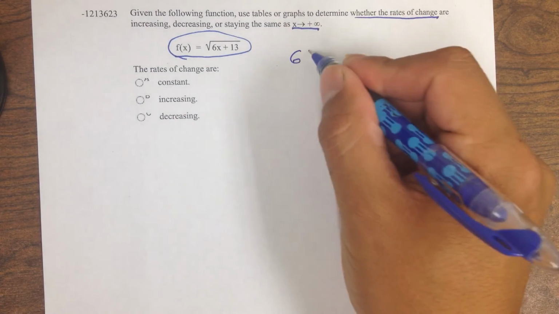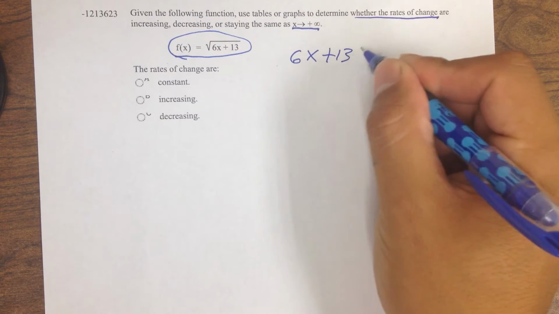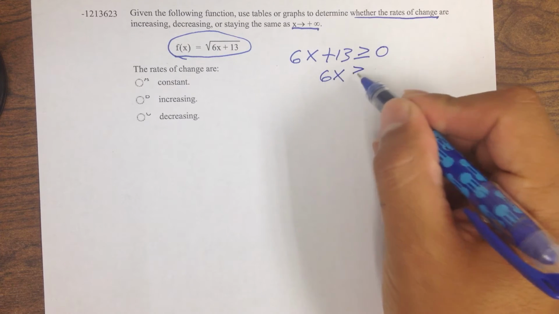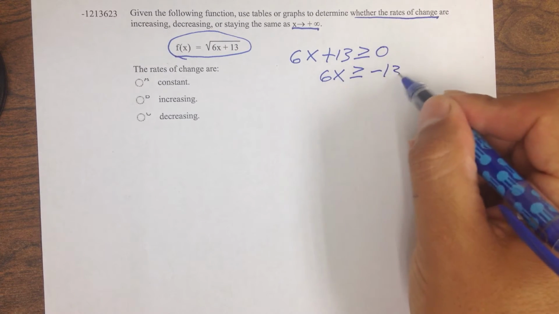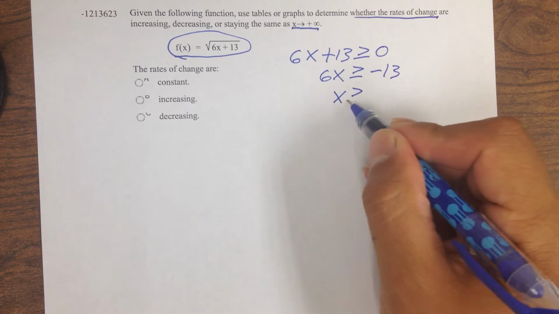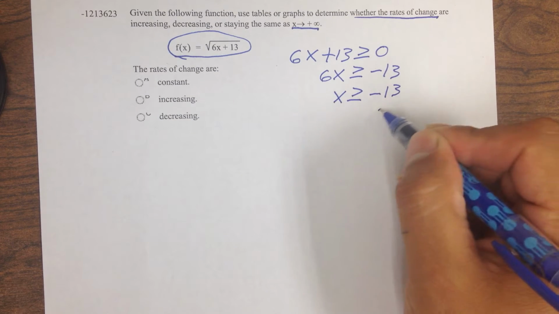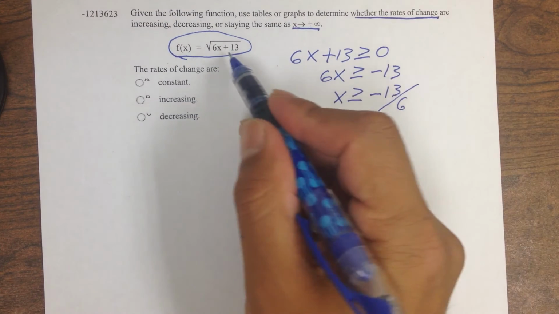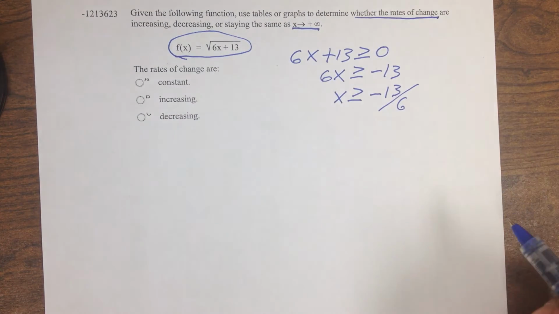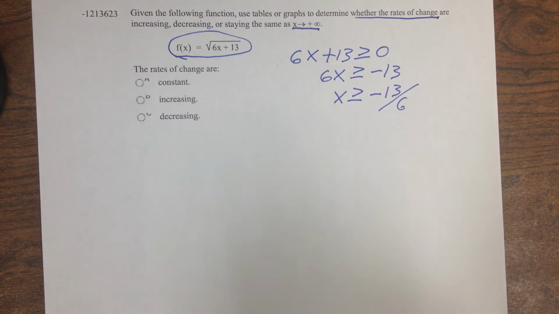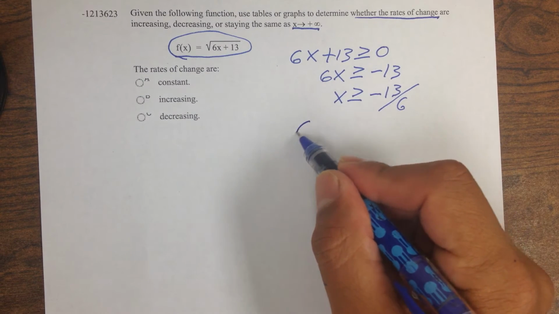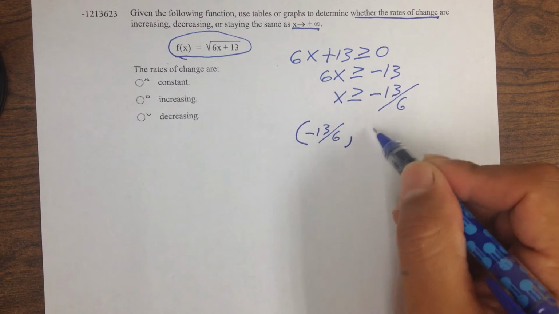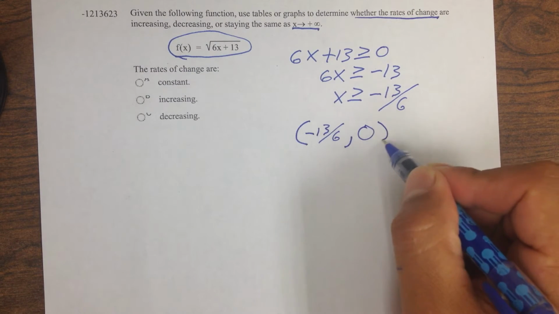You know that 6x plus 13 has to be greater than or equal to 0, which means 6x must be greater than or equal to negative 13. X must be greater than or equal to negative 13 over 6. Because if I was to plug that value into the formula, you would have exactly a 0 under the radical, which is our very first point on the graph. Negative 13/6 for x produces a y value of 0.